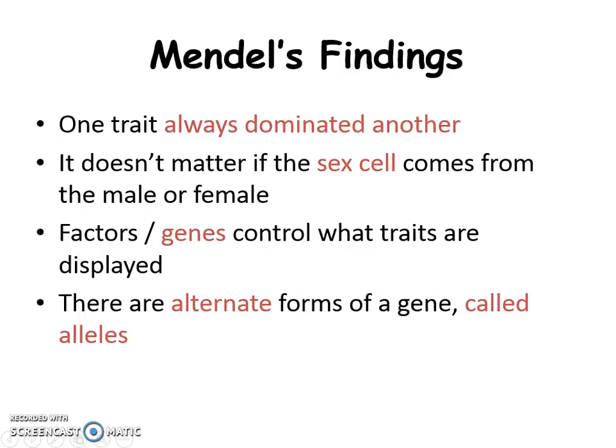Through all of his experiments, Mendel made quite a few findings. The first one was that one trait always dominated another. For example, one of the traits was always expressed and the other one was always masked. The second finding was that it doesn't matter if the sex cell comes from the male or the female. Each trait has equal chances of being expressed. It's not that the male's traits were stronger or something like that. Factors or genes control what traits are displayed, and there are alternate forms of a gene called alleles. Those were his 4 findings.